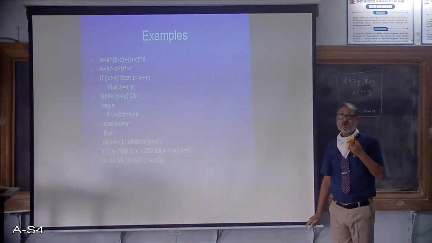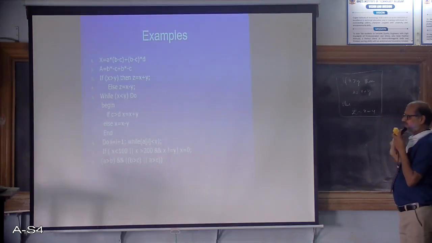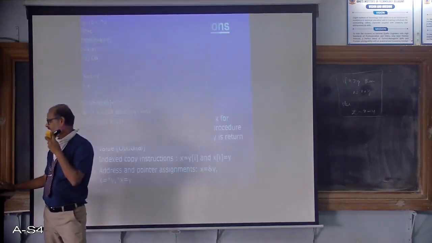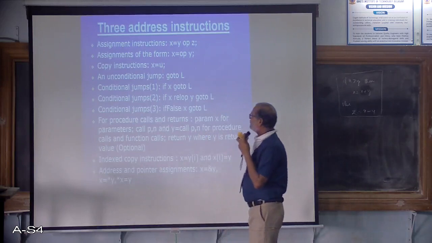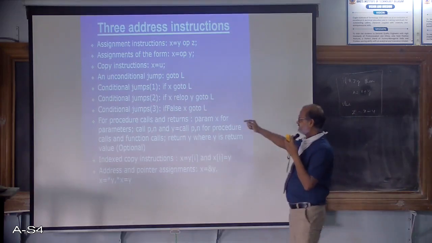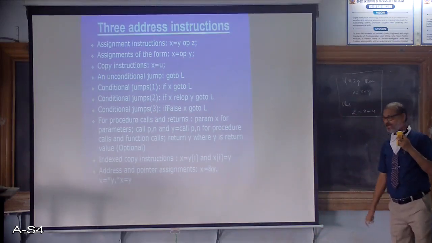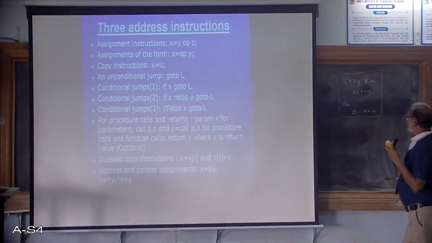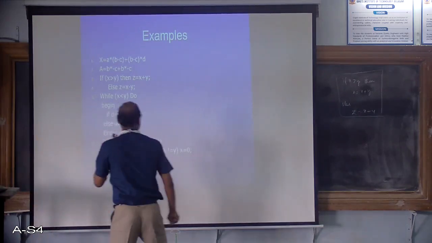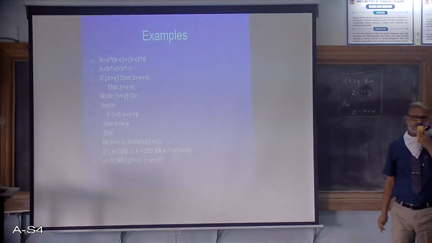Now let me discuss what sequence of three address codes are generated for this particular source statement. Since it is a branching statement, what are the corresponding branching statements of the three address code? There are three types of conditional statements, and one unconditional jump statement. I must generate these types of three address code for this source statement. This is my branching statement of my source program. Here the language is Pascal.